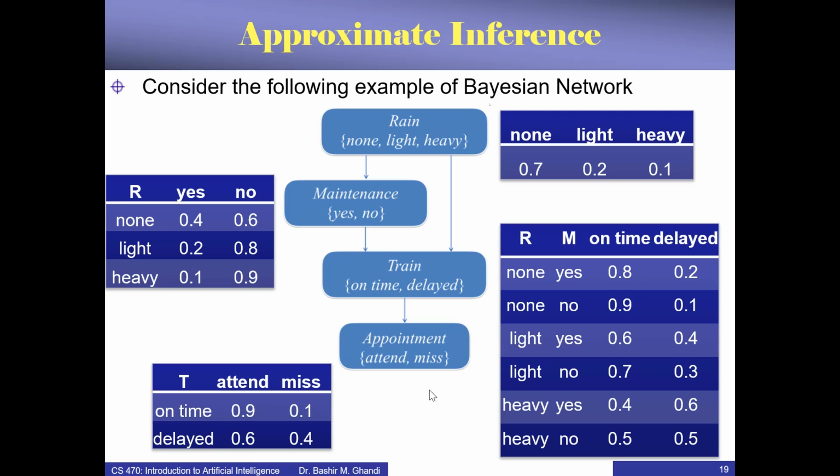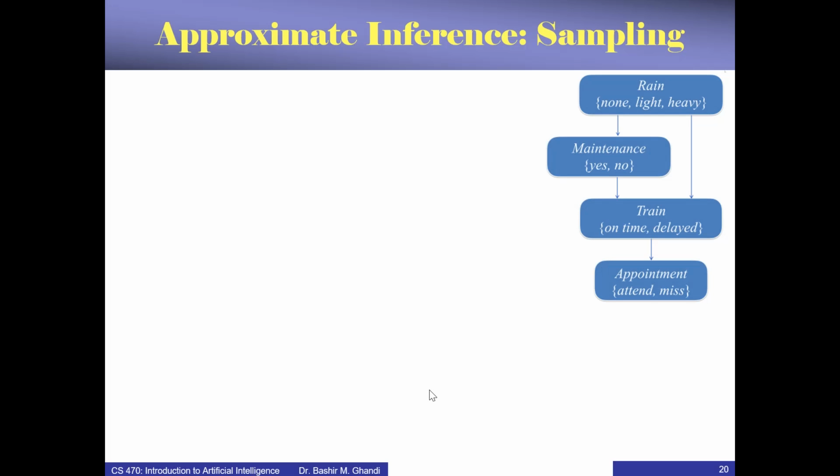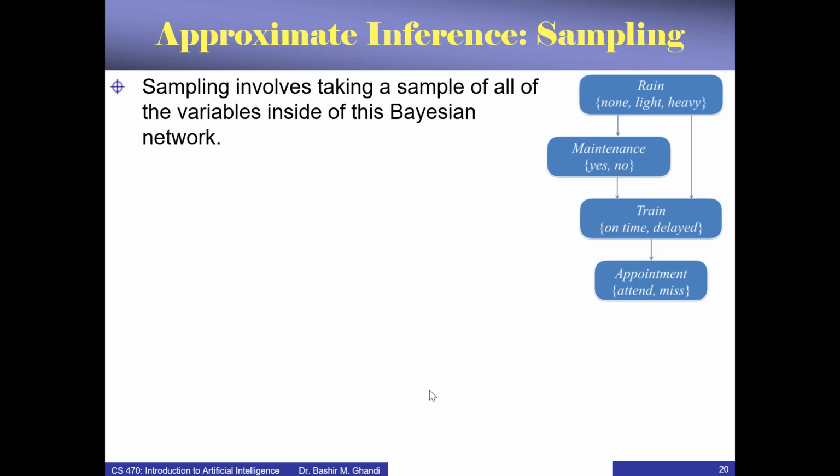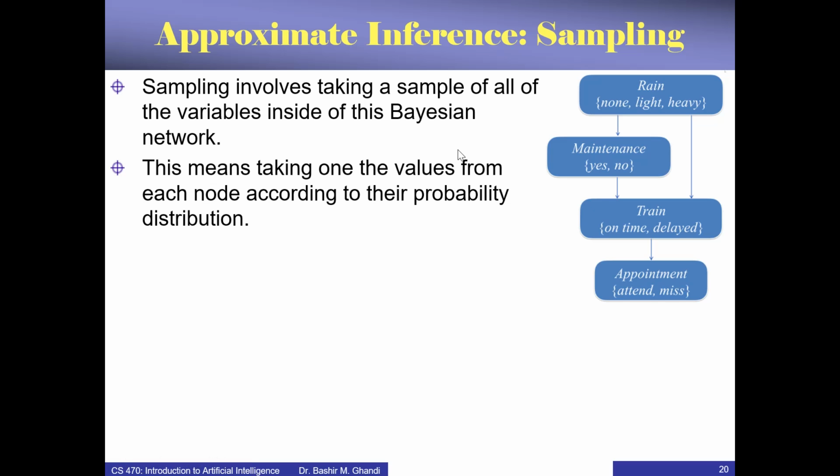Okay. So let us see how we can do approximate inference using sampling. Sampling involves taking a sample of all the variables inside of a Bayesian network. This means taking one of the values from each node according to their probability distribution. Just sample and pick one value.